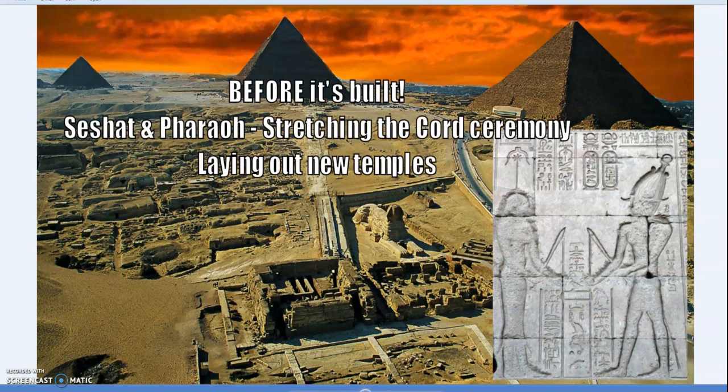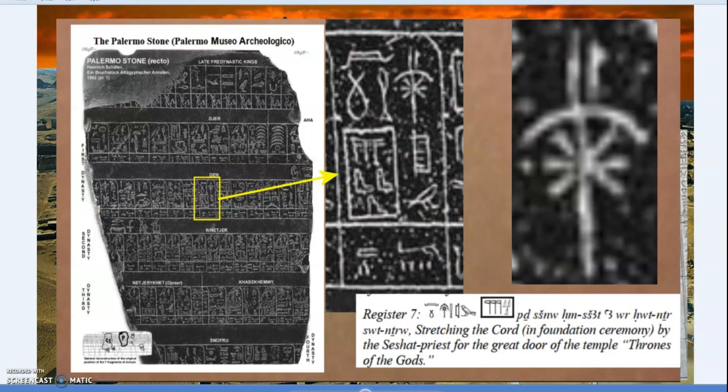So before it's built, the laying out ceremony, the stretching the cord ceremony, where we find the axis of the temple and Seshat. The stretching the cord ceremony is even in the Palermo stone. It's one of the oldest referenced, including the Head Seb festival and others. This is reported and recorded when they went to effort to record this.